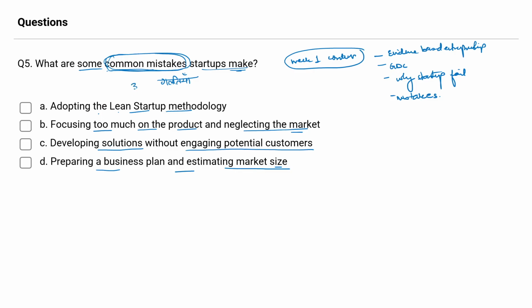Or you can think of it this way: the common mistakes which startups make, what are those common mistakes? So again, take a minute or two, try to understand the question, reflect upon it, and let me know what could be the right answer. Think about it, reflect upon it, and let me know.